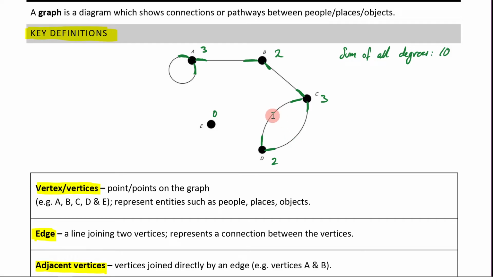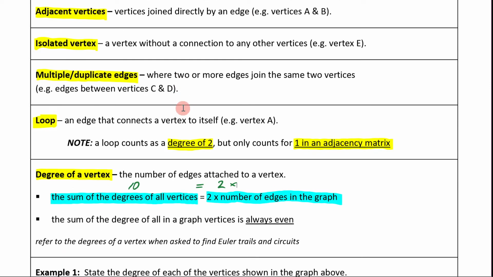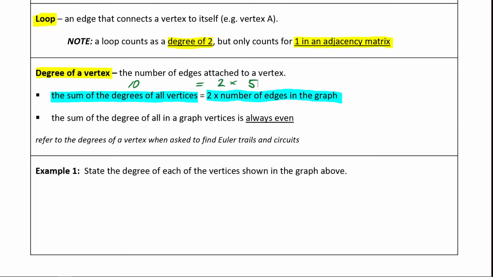1, 2, 3, 4, 5. What is 2 times 5? 2 times 5 is 10. So this is a true statement right here. The sum of the degrees of all the vertices is equal to 2 times the number of edges in the graph. The other cool thing that we can say here is that the sum of the degrees of all vertices in a graph is always even.